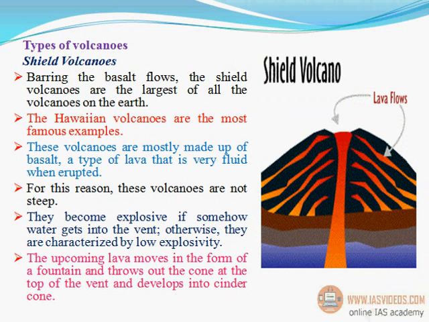Types of volcanoes. Shield volcanoes. Barring the basalt flows, the shield volcanoes are the largest of all the volcanoes on the Earth. The Hawaiian volcanoes are the most famous examples. These volcanoes are mostly made up of basalt, a type of lava that is very fluid when erupted. For this reason, these volcanoes are not steep.